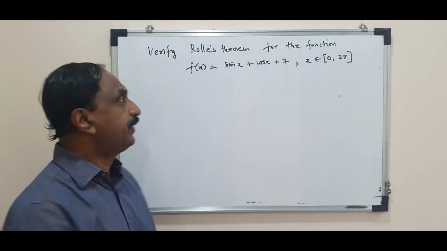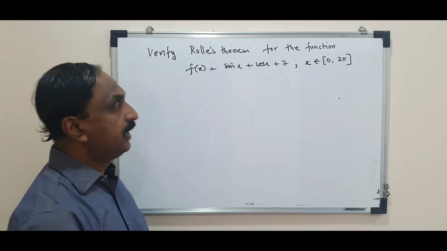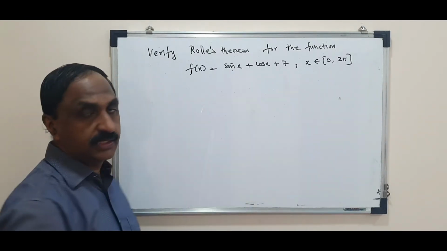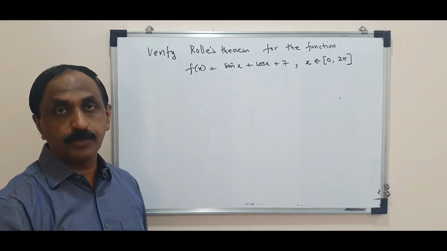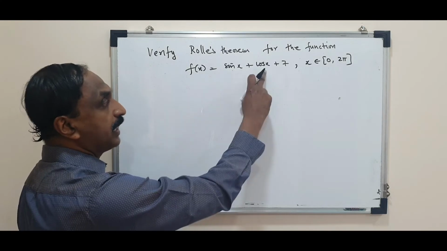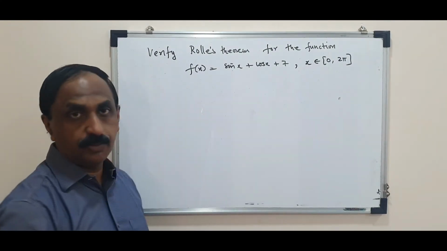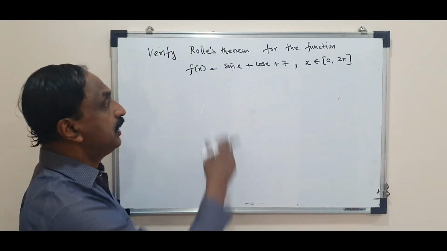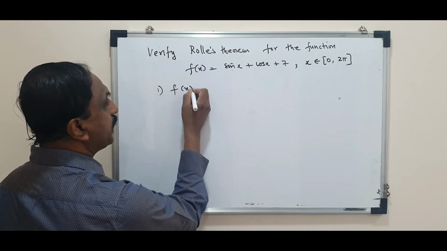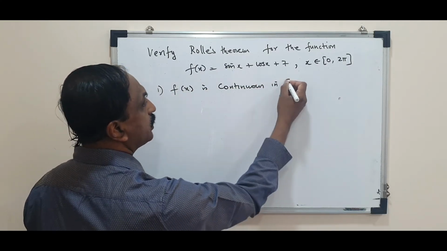So, let's verify Rolle's theorem for the function f of x equal to sin x plus cos x plus 7 in the interval 0, 2 pi. First of all, sin x and cos x are continuous functions, and also differentiable functions. You know the graph of sin x and cos x, they do not have any break anywhere. Therefore, it is continuous, it is differentiable. The sum of two continuous and differentiable functions will also be continuous and differentiable. Therefore, I can say that the first condition is satisfied. F of x is continuous in 0, 2 pi.